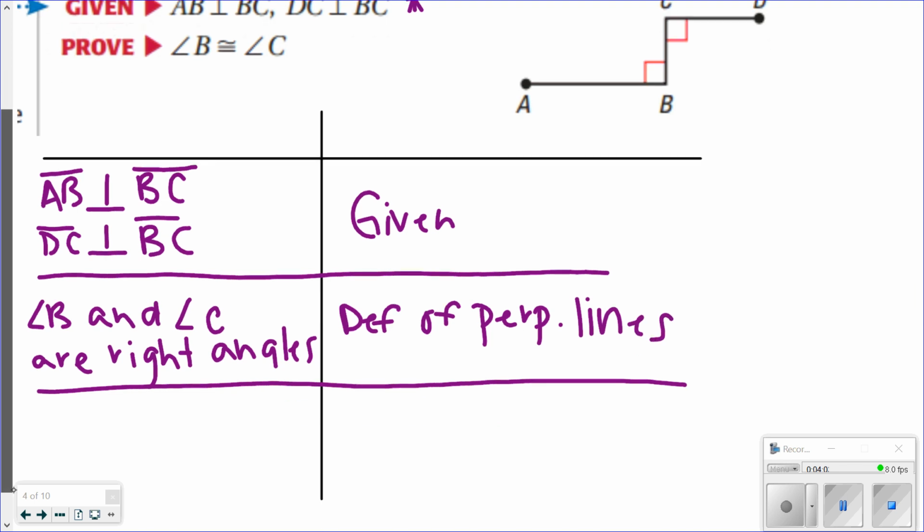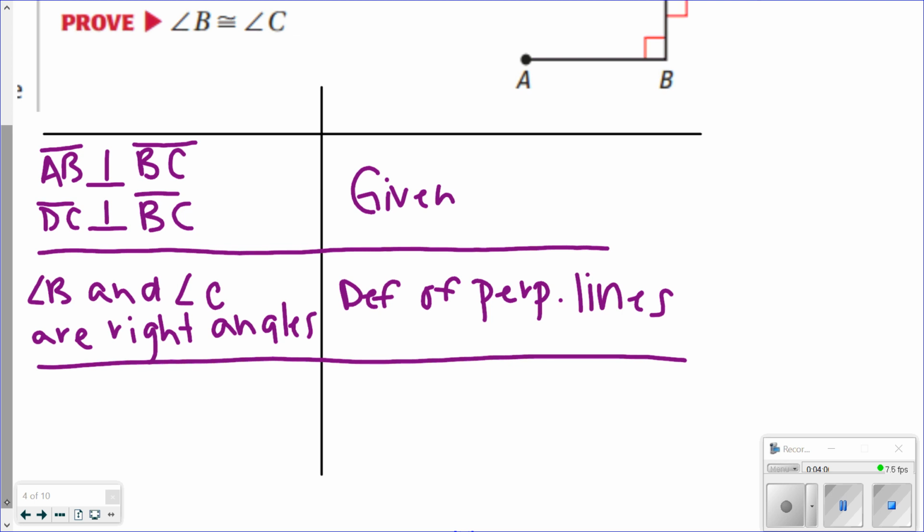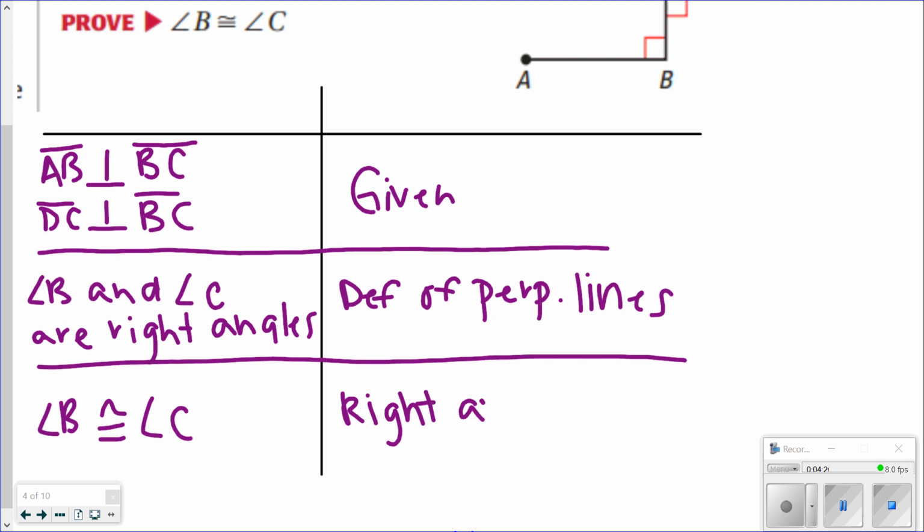And so finally, since we know angle B and angle C are right angles, we can use our right angle congruence theorem that if we have right angles, that means that those angles are congruent. So angle B is congruent to angle C, and the reason, that's the right angle congruence theorem. And I'm just going to put the congruent symbol, theorem. And I am done.